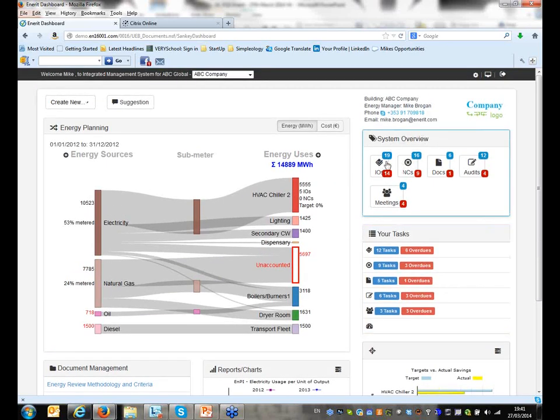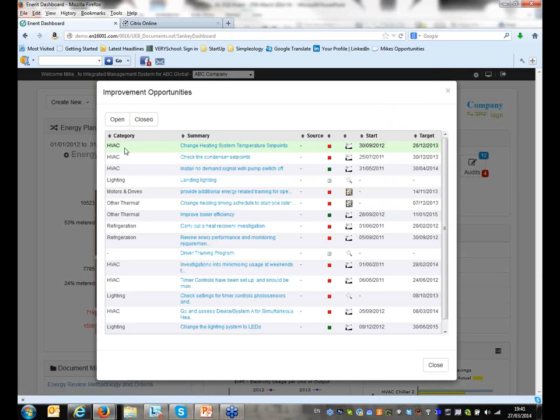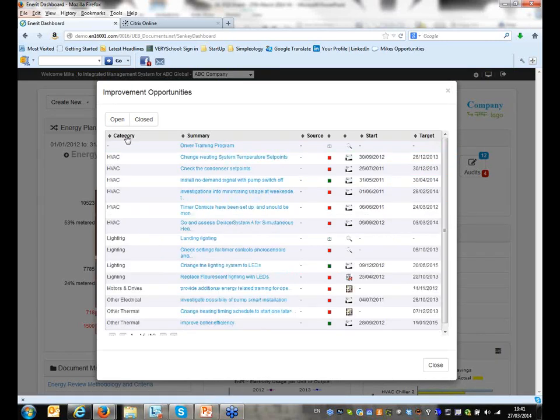And then just up here is the system overview, where we have the system management. Now, I, as the energy manager or the system manager, can see this particular area. So I can see all of my improvement opportunities. And that brings up a list of all my improvement opportunities by category, whether they're HVAC or lighting or motors or other electrical. The summary, the source, and whether they're overdue or current, what status they're at, whether they're assigned, for review, or waiting closure, the target dates, start dates, and end dates.